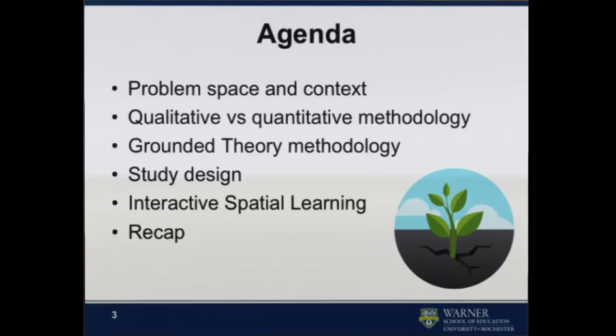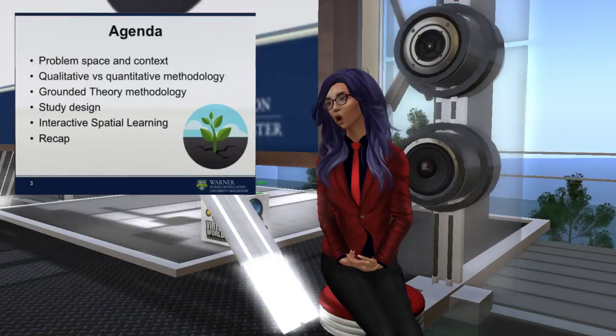So for today's talk, I'm going to start with the problem, space, and context. Then I'll answer the question, why do we actually need a new theory of learning? Afterward, I'm going to explain my reasons for using qualitative methodology and grounded theory, which is a type of qualitative methodological investigation that was best suited for this study. Afterward, I'll explain my study design, then get into the details of the theory of interactive spatial learning. So hang on, because there's a lot here that I'm going to share with you today.